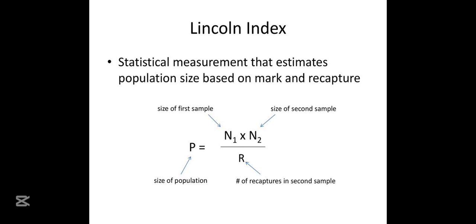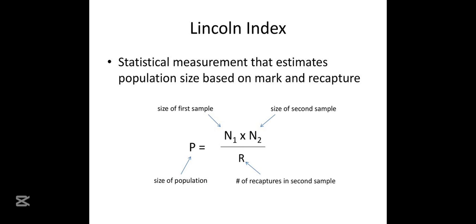Exactly. And the mark can't wear off or fall off before the second capture. Okay, that makes sense. Another important assumption is that the marked individuals mix randomly back into the population. So they can't all just hang out together. Right. They need to spread out and be evenly distributed. Okay, so it's like shuffling a deck of cards. Perfect analogy.